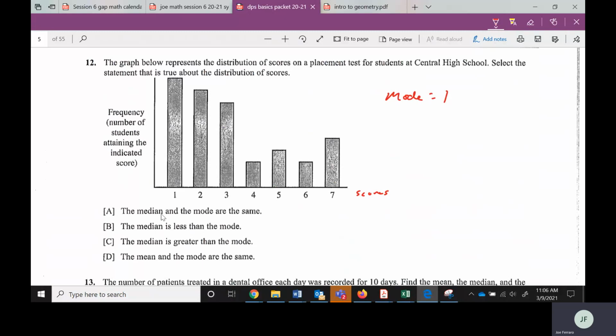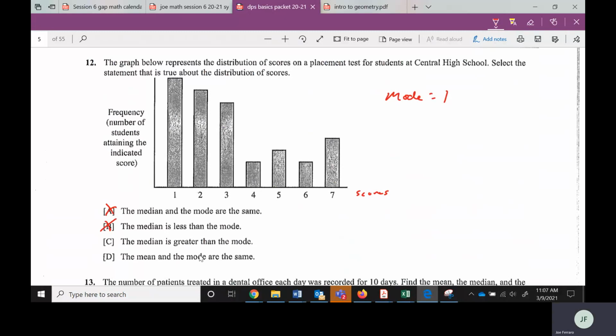It says the median and the mode are the same. Well, the mode is going to be 1. We know that. That's the highest one. Well, the median is going to be pushed at least somewhat greater than 1. It could be 2, it could be 3. Even if it's 1 point something, it's still bigger than 1. So that one's not going to be true. The median is less than the mode. Well, you can't get less than the mode. The mode is 1.